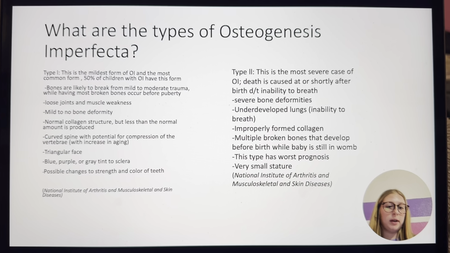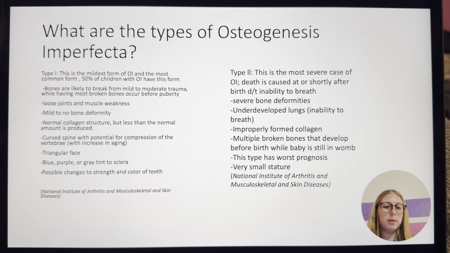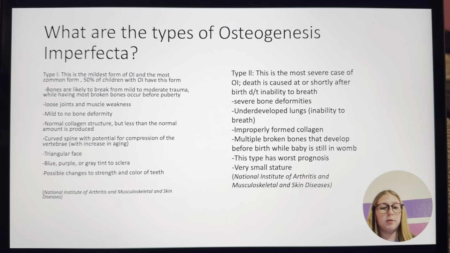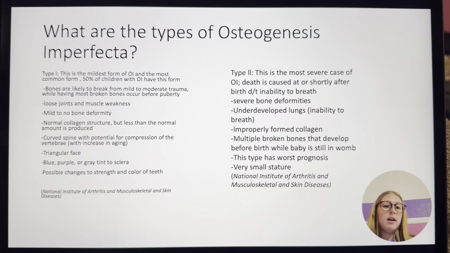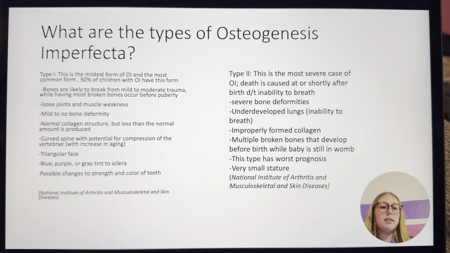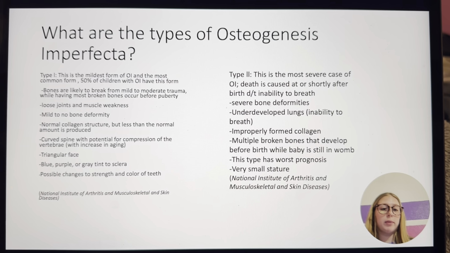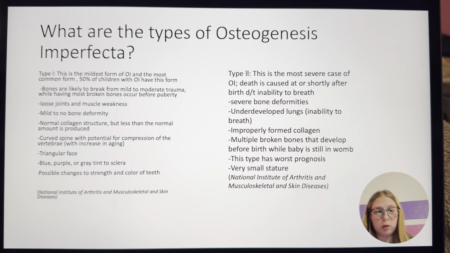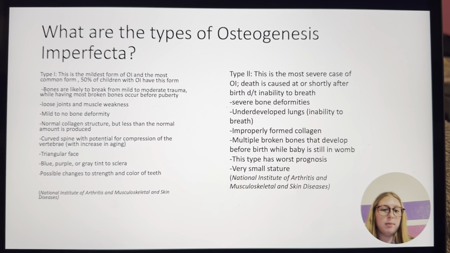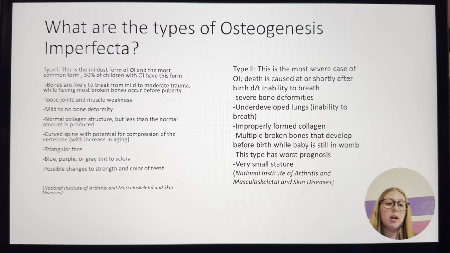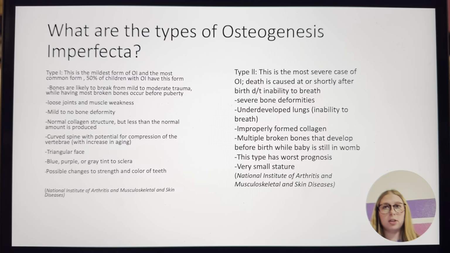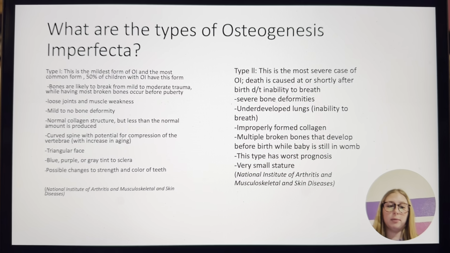Bones are likely to break from mild to moderate trauma, while they have most of their broken bones before puberty. Loose joints and muscle weakness. They have mild to no bone deformity, so meaning most of their bones are formed normally, but some of them aren't. They have normal collagen structure, but less than normal amount is produced. So they're just a little bit less strong, but it's not formed abnormally.